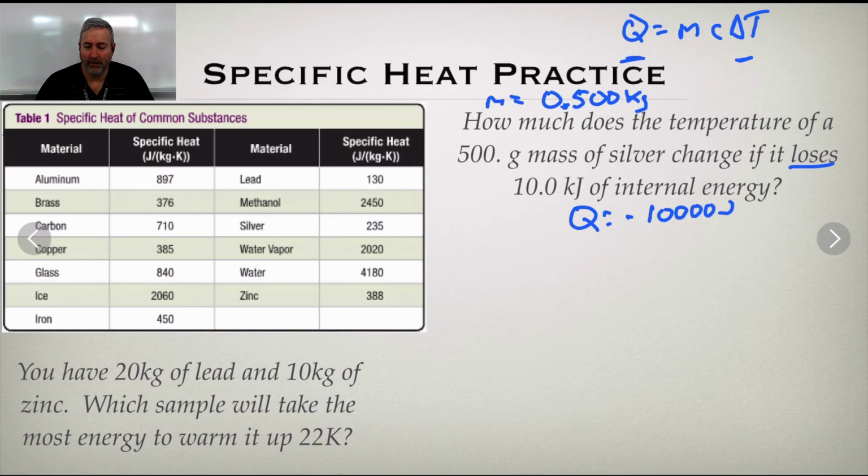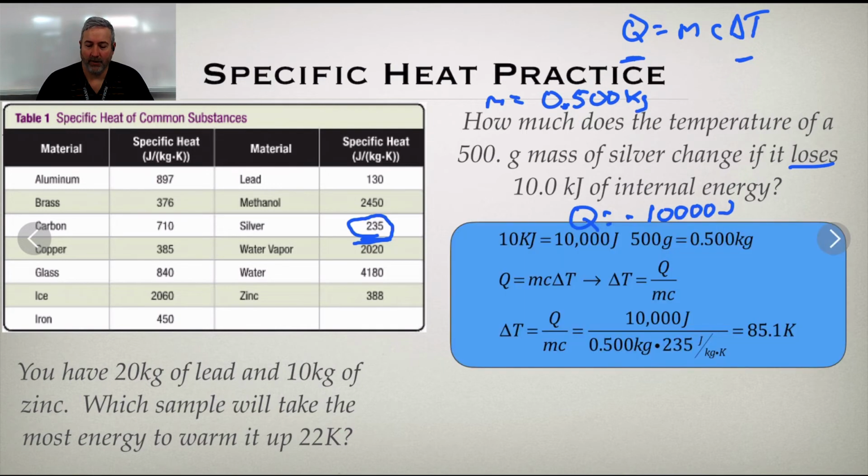So we know M, and we know the specific heat of silver, which is right here, 235 joules per kilogram degrees Celsius. And we know the amount of energy change, Q. So the only thing we don't know is delta T. We can rearrange to solve for delta T, and we get 10,000 divided by 0.5 divided by 235 joules per kilogram Kelvin. So our answer here is 85.1 Kelvin, and that should be negative, because it's a loss of 10,000 joules. We screwed that up in our notes here. So it loses 85.1 Kelvin, or 85.1 degrees Celsius, you could say as well.